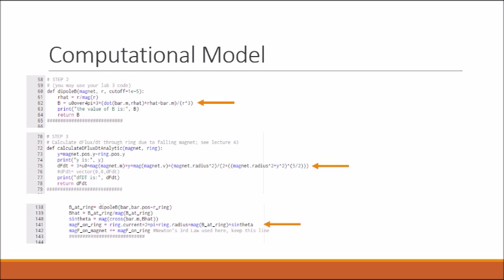Then we compute the magnetic force on the ring using the equation F equals I times L times B. The net force is the sum of the magnetic force and the force of gravity.